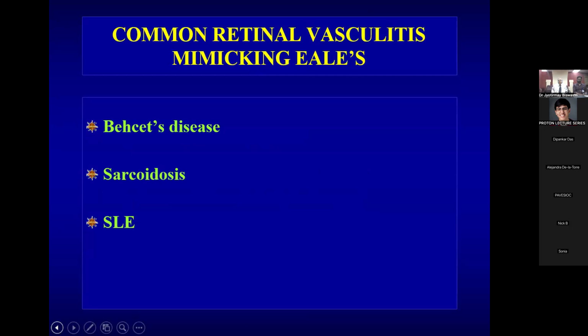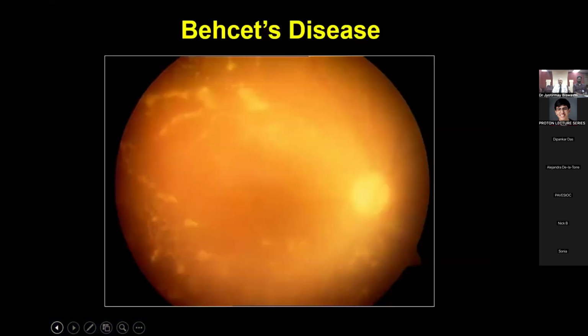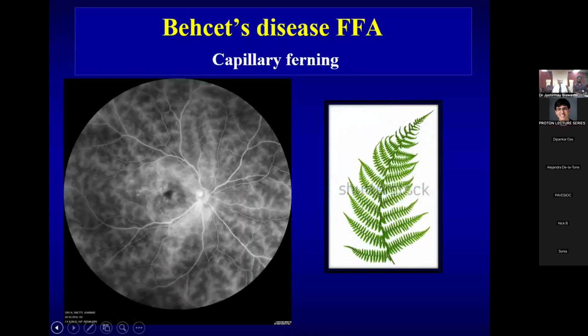I would like to switch gears from Eales disease, which I have talked about in depth, to our study findings in Behçet's disease, sarcoidosis, and SLE, which are other common causes of retinal vasculitis. Behçet's disease we don't see that commonly in our country. It can have aphthous ulcer, genital ulcer, erythema nodosum, and vitritis, with optic neuritis, optic nerve involvement, and vasculitis with retinal exudate. And typical capillary fanning is seen almost exclusively in all cases of active Behçet's disease.